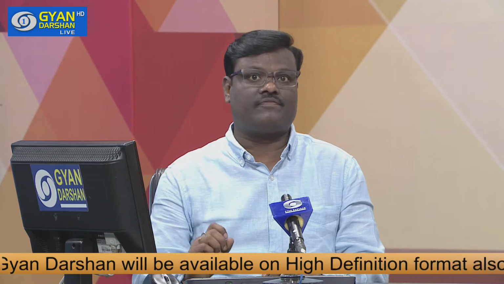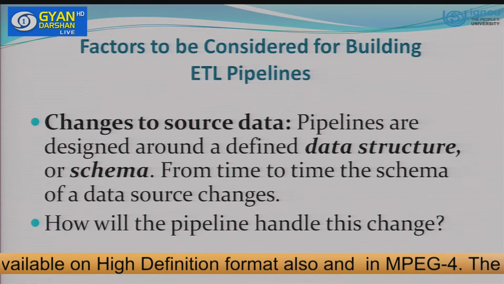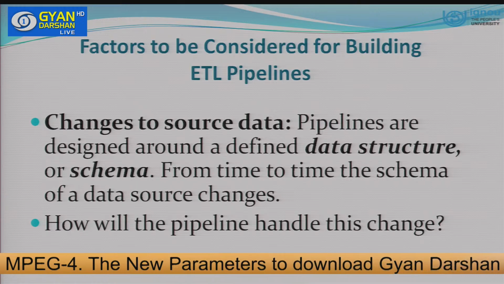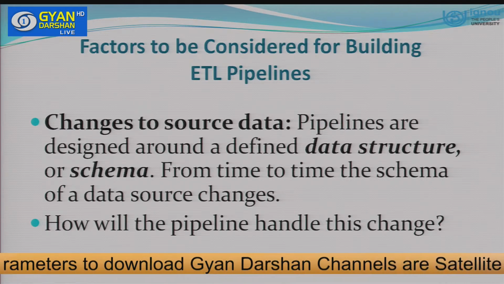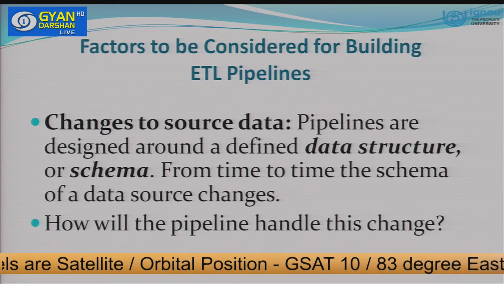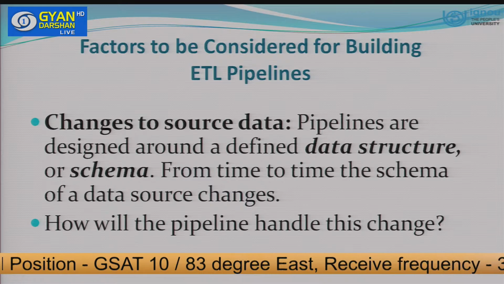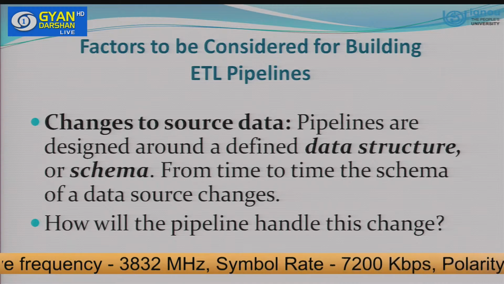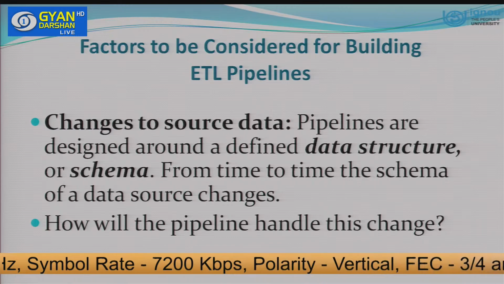Let us see certain factors which need to be considered for building ETL pipelines. The ETL pipelines may be automated or hard-coded, whatever the reason may be. There are certain criteria which need to be thought of before laying down the ETL pipelines. The first thing is changes to source data. There may be a change in the data structure or the schema, and these changes need to be addressed. From time to time, the schema of a data source may change. How will the pipeline handle this change? Once the structure of the data table in the source changes, how to take care of that in the ETL component is the first factor one needs to think of.